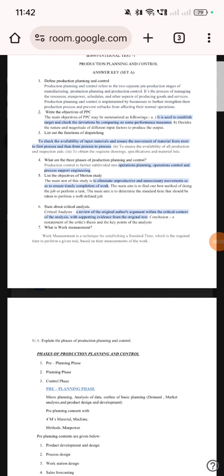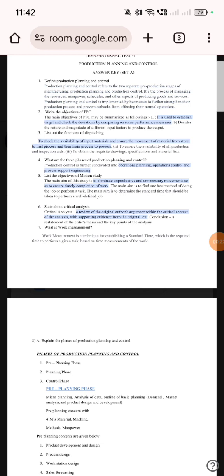Hello all. Now we are going to explain about the subject of production planning control. This answer key is set A questions, part A.